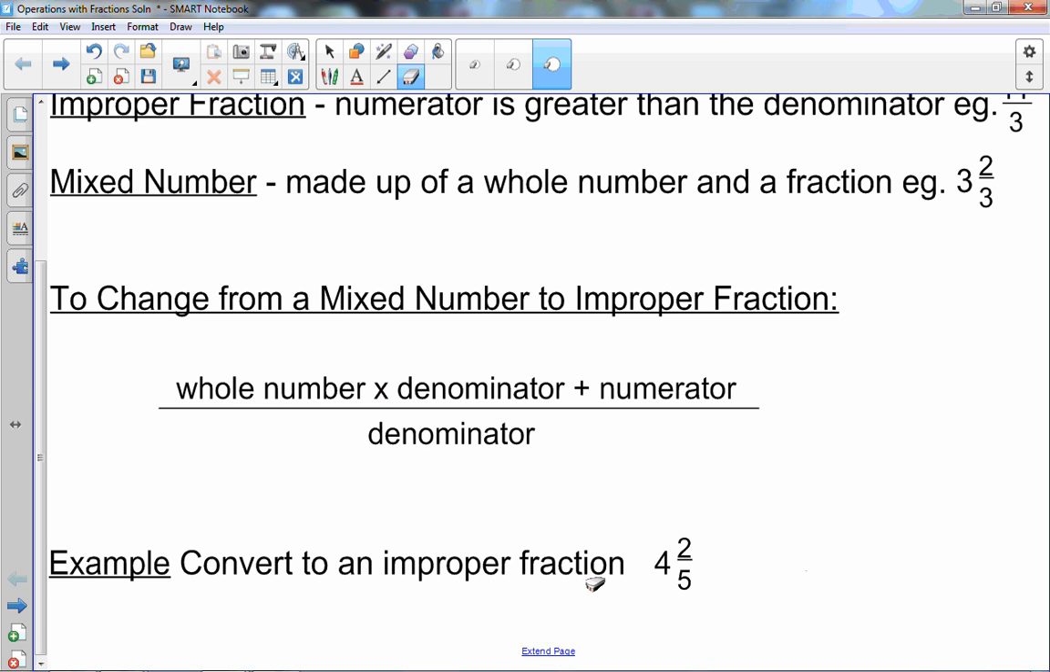So for the first example here, I have convert to an improper fraction 4 2/5. To do this change, you don't have to do it as I've got it listed here, but you can simply put like a times here and a plus here. So the denominator times the whole number, add the numerator, and what you end up getting here is 4 times 5 plus 2, and you keep the denominator of 5. So 4 times 5 is 20 plus 2 is 22 over 5.